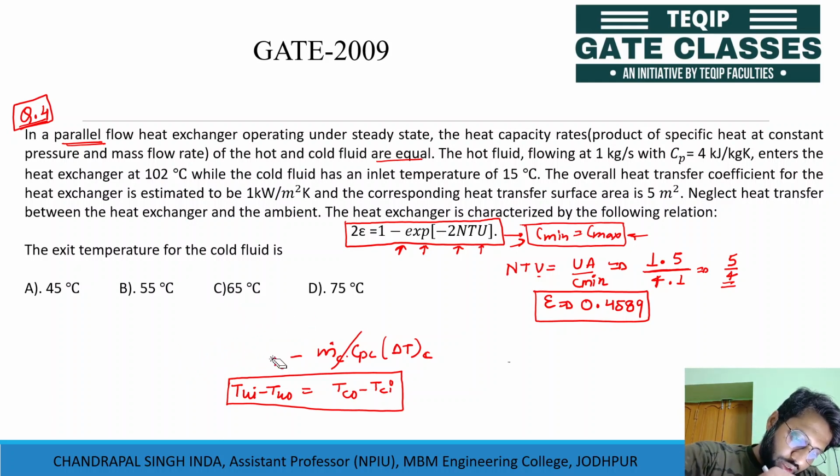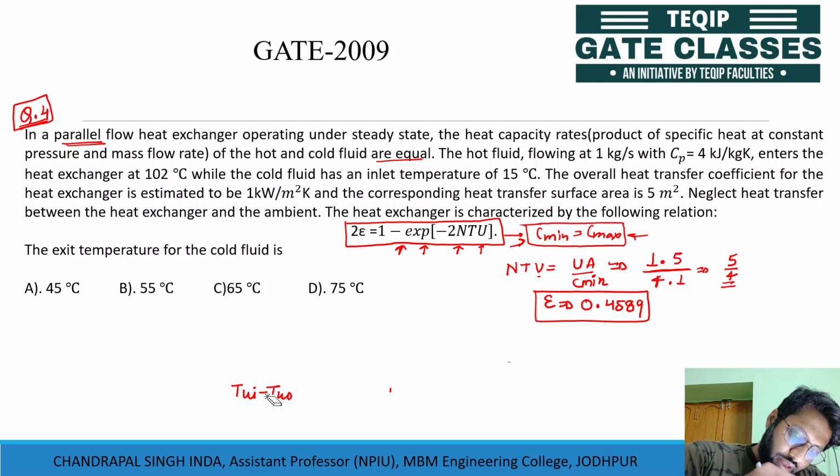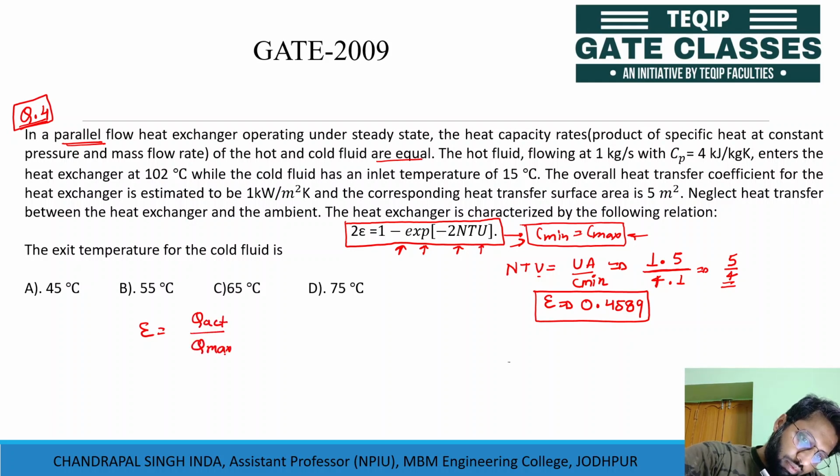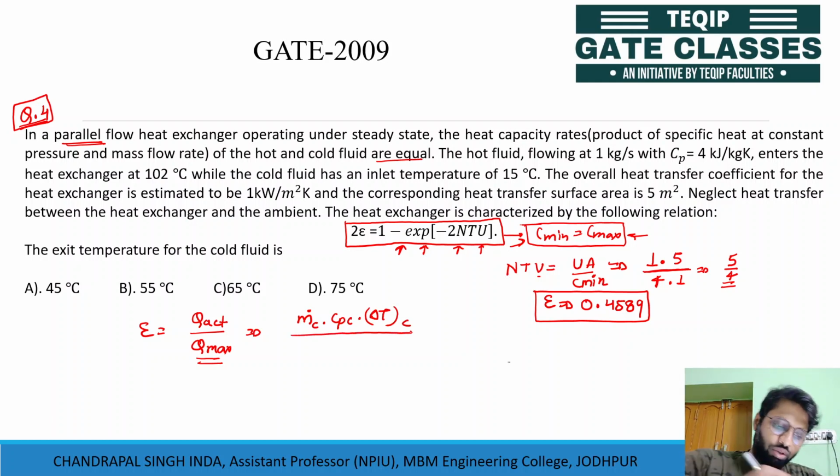After finding the effectiveness, this formula is not going to be helpful for us. So let's apply the effectiveness formula: effectiveness is equal to Q actual upon Q max. What is required is the exit temperature of the cold fluid. So we will use the mass flow rate of the cold fluid multiplied by the specific heat of the cold fluid multiplied by delta T of the cold fluid, divided by Q max. The Q max will be equal to the delta T max.